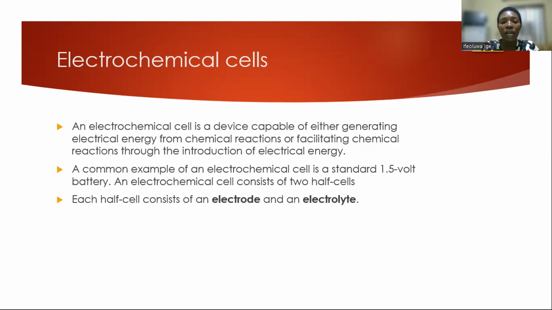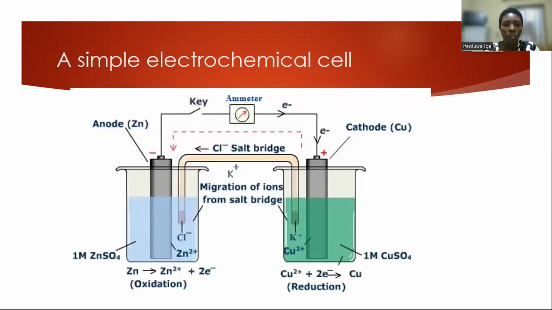An electrochemical cell consists of two half cells. Each half cell is made up of an electrode and an electrolyte. We will understand better when we get to the slide of an electrochemical cell. Now look at this slide. This is a simple setup of an electrochemical cell.